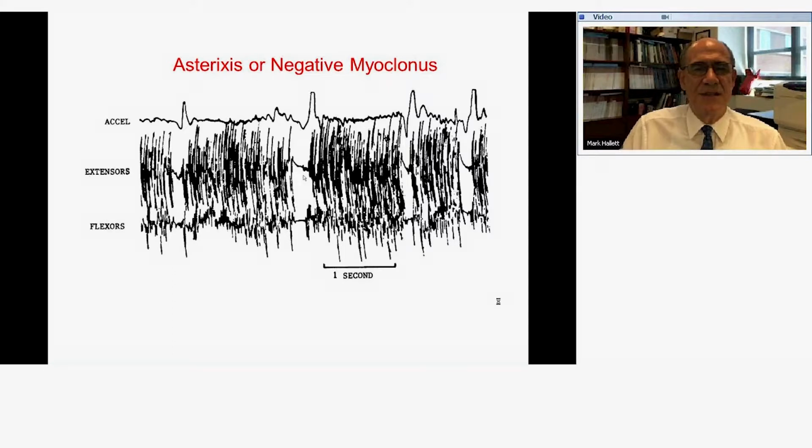And this is something that one can also see, of course, when one looks at a patient that has myoclonus. But this has to be on the background of a voluntary activity to see it, since it is negative in its character.